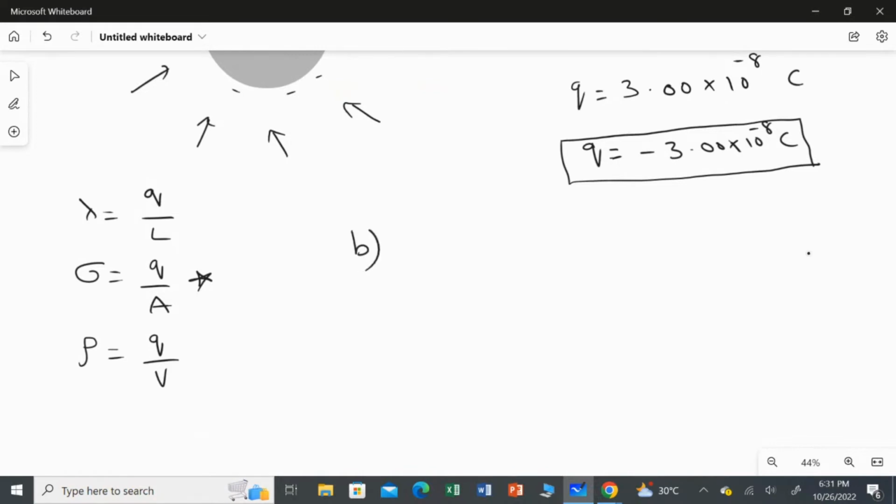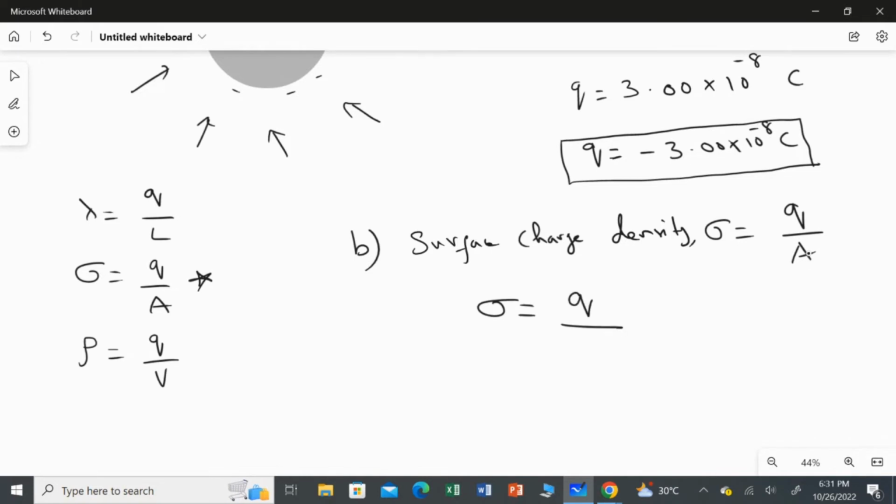So let's start. The formula for the second question is the surface charge density sigma, which is equal to Q over A. What is this A? A is nothing but the surface area of the sphere. Why? Because the charge is sitting only on the surface. Am I right? Therefore, the surface area of the sphere is 4 pi r square. So therefore, sigma is equal to Q over, I am going to substitute the formula for the surface area of the sphere. The surface area of the sphere is 4 pi r square.